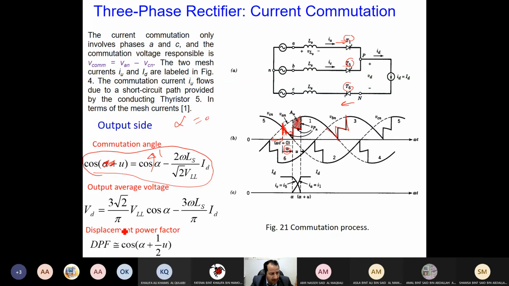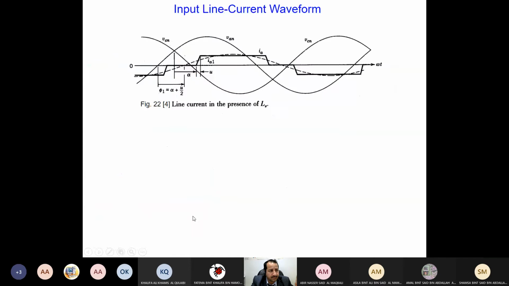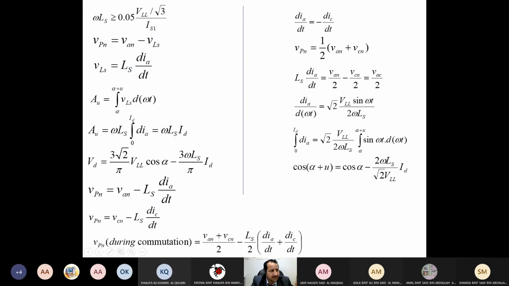And the same thing applies. We also have the same formula, which I just derived in the previous slides, for the voltage and displacement power factor. As I mentioned previously, for single phase, it will be alpha plus U over 2, as you can see here.